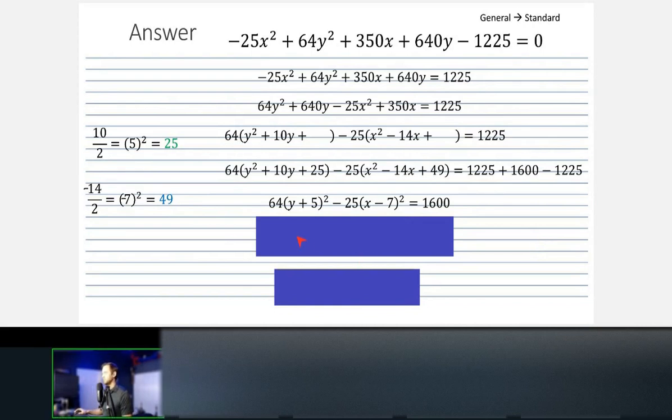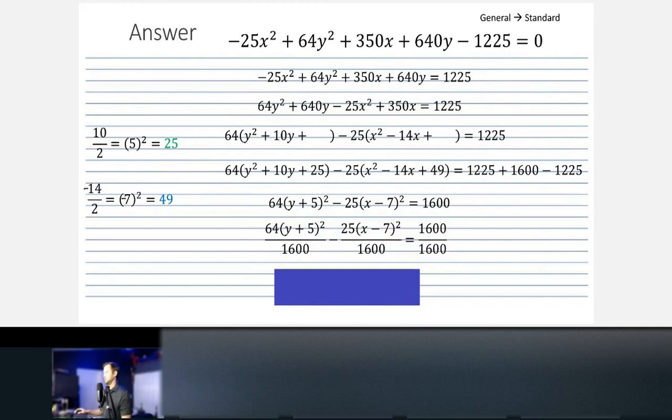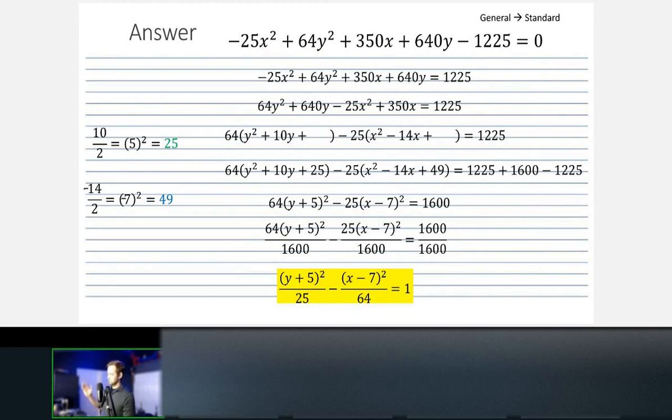All right, then lastly, we divide everything by 1600. And then we simplify, right? 64 goes into 1600 25 times, 25 goes into 1600 64 times, and then, of course, it must equal 1. All right. Good? Good stuff? Pretty much just like ellipses, going from general to standard, with the exception of that minus sign.